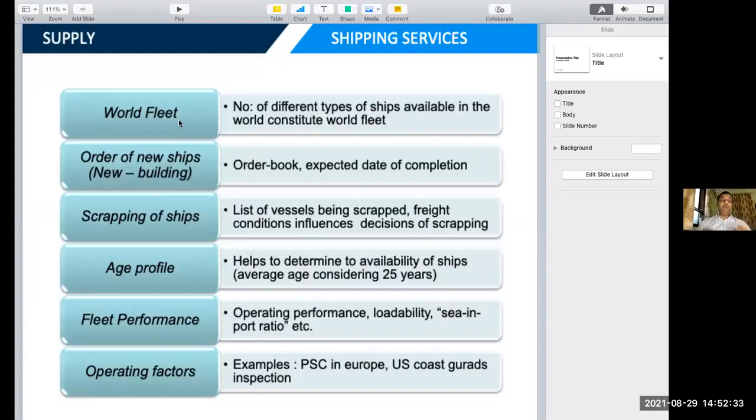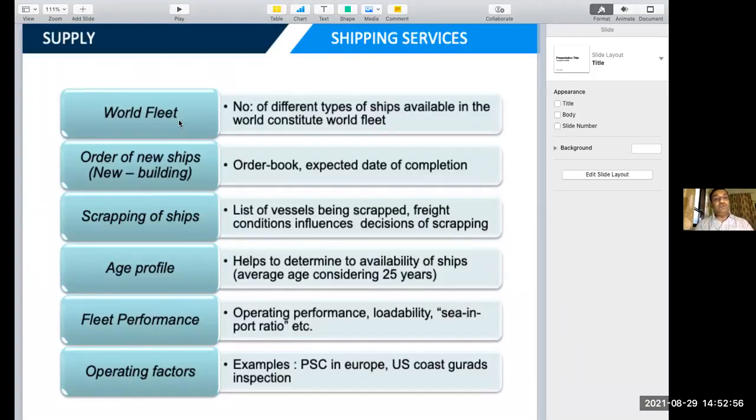Now, this is very important because they will see the list of deficiencies on the ship and they will run a report. So the more the deficiencies, the less the tradability of the ship, and the fewer the deficiencies, the more the tradability of the ship. So operating factors are very important. Like PSC inspection in Europe is very, very strict.